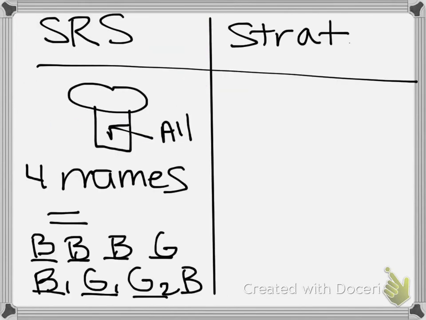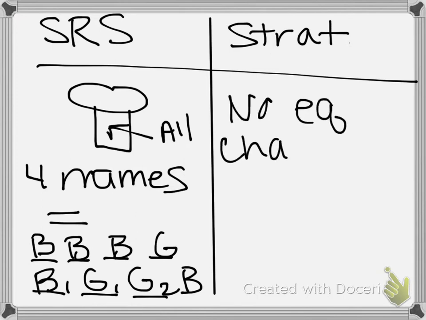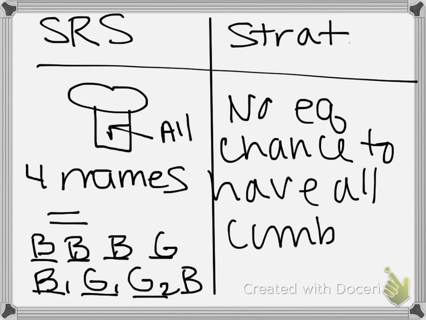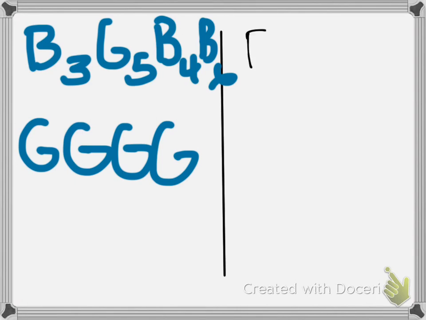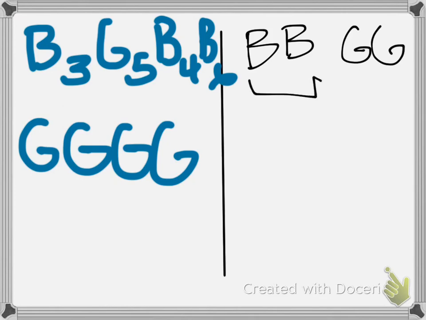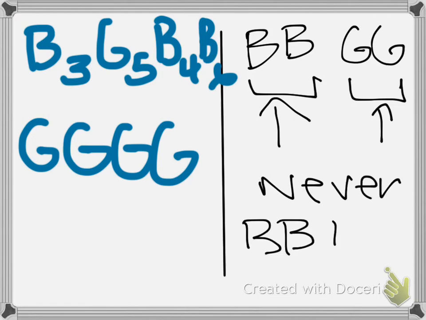What's the difference from a stratified? Stratified, there is no equal chance to have all combinations of sample size 4. For example, I could have boy, boy, girl, girl, and different combinations of this, but I would never have boy, boy, boy, girl, and different boys in there. You know, it could be Jack, John, Joe, Jill, or Jack, John, Joseph, Joe, or George, John, Joseph, Jill. Different combinations. That's the key. So hopefully that makes sense to you.